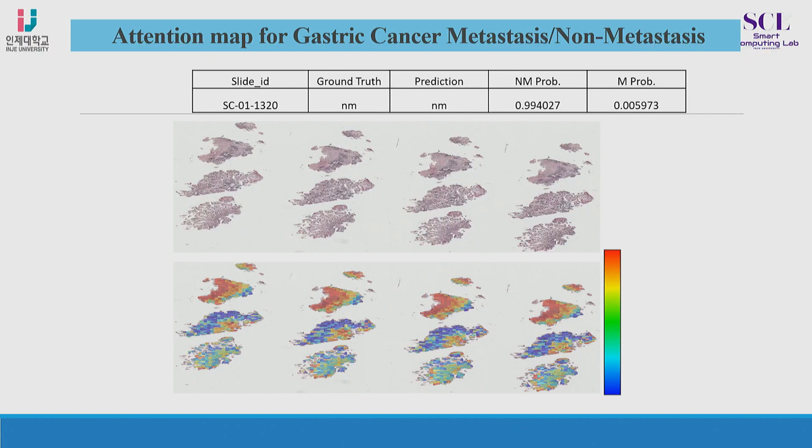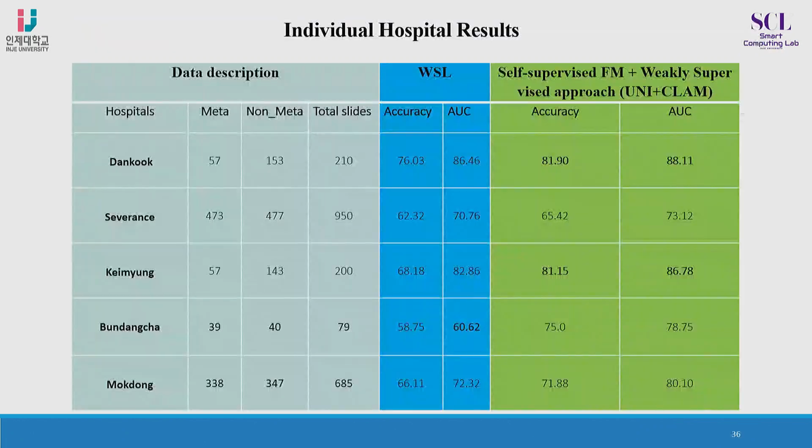This is another slide for non-meta. The ground truth is non-meta, and the prediction is also non-meta, and the probability is 0.99. We also made different datasets for each hospital. We have presented the results here.